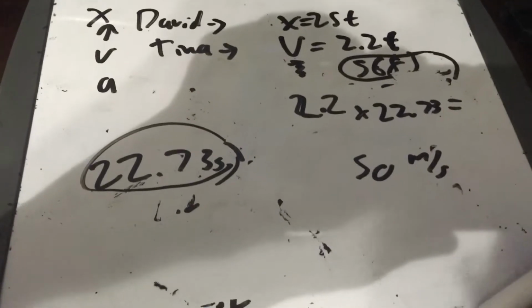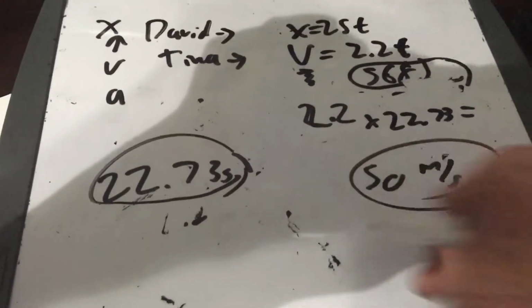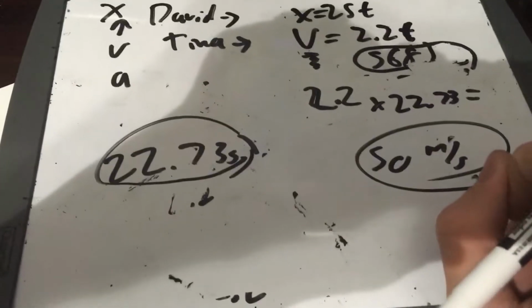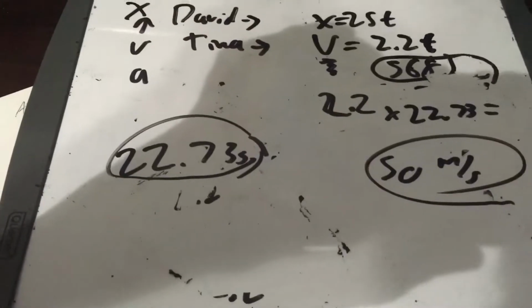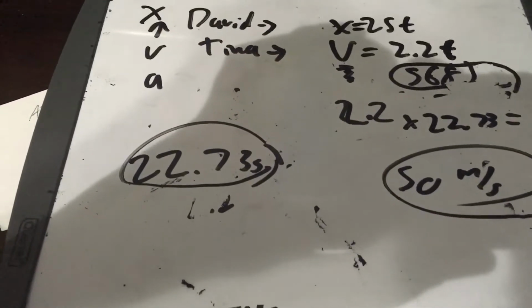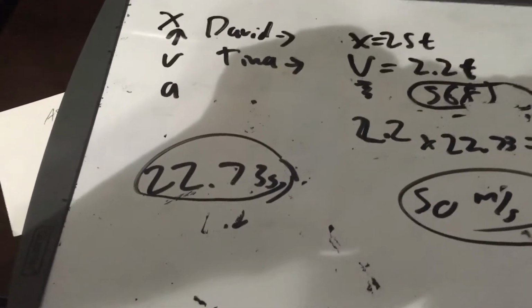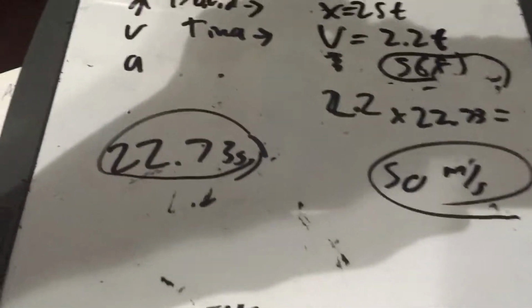Okay, so that's how you get part A and part B to that problem. Next problem is going to be 2.33 on Mastering Physics for the practice, so give me just a second to set that up. Okay, 2.33.